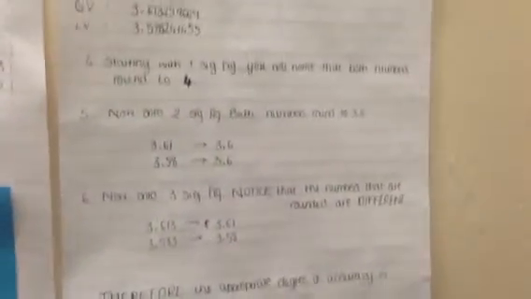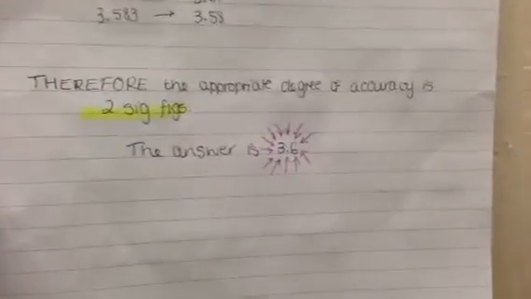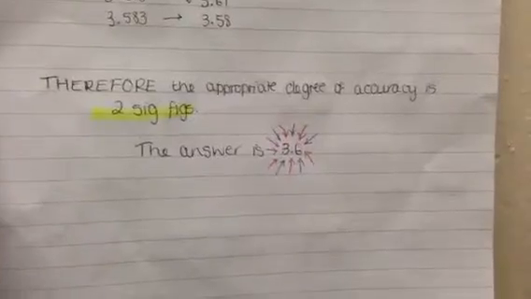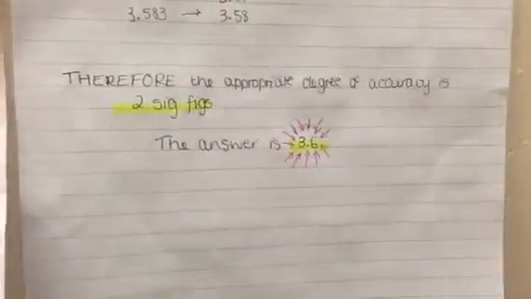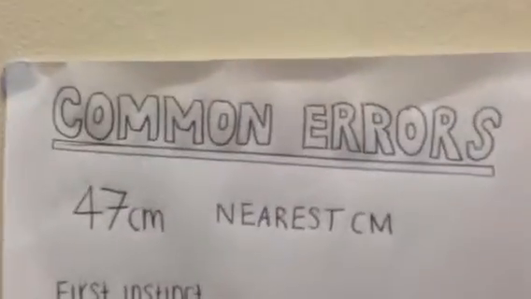Now, within the question, it will ask you to give it to a suitable degree of accuracy. In here, it's 2 significant figures. By doing this correctly, it will gain you your last accuracy mark, gaining you 5 marks on an A to A star question.